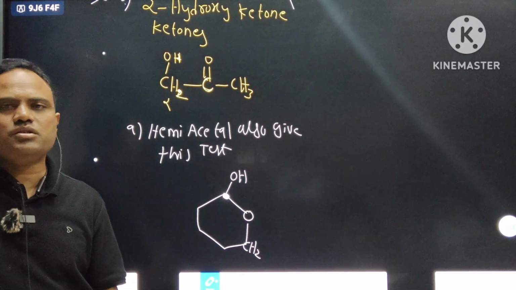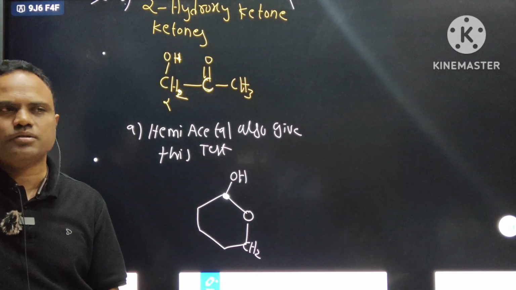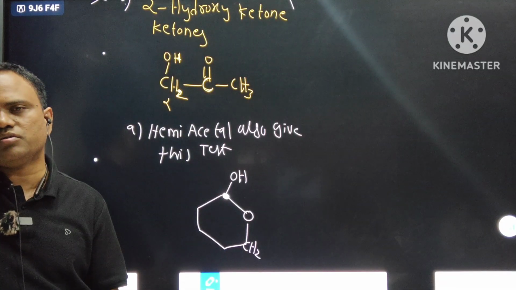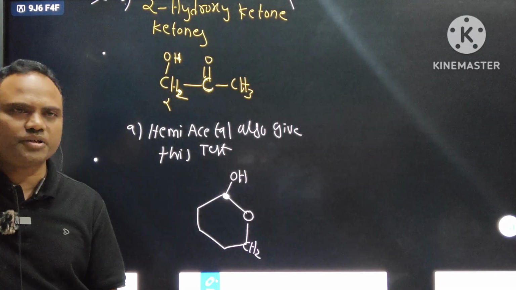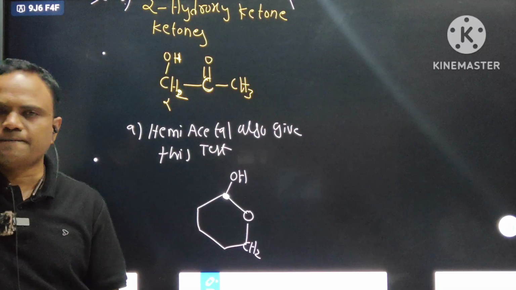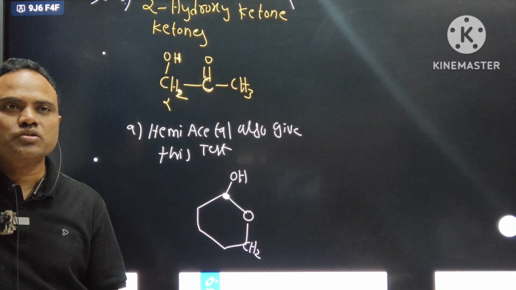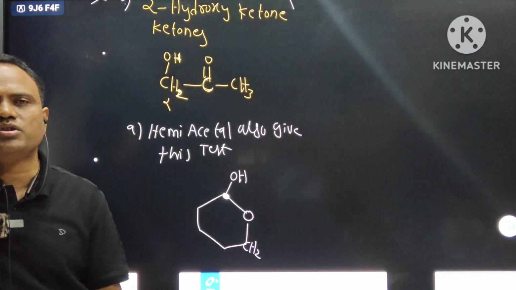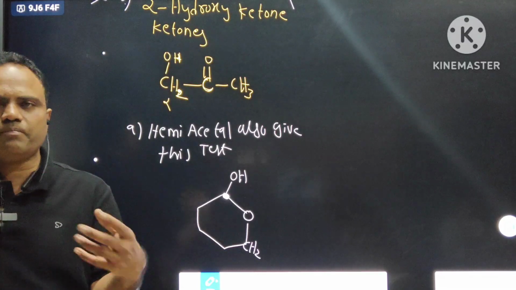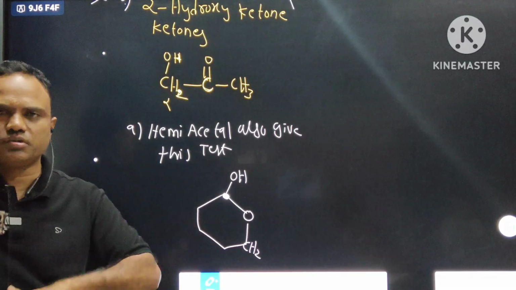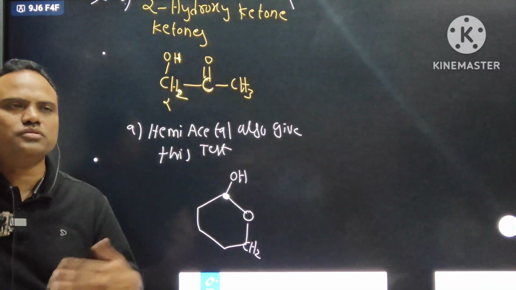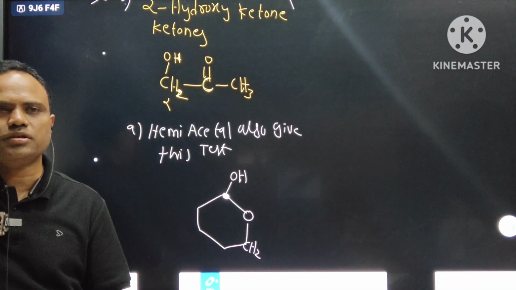With exceptional cases, this is about the Tollens test: benzaldehyde, formaldehyde, acetaldehyde, alpha hydroxy ketones, terminal alkynes, formic acid, and glucose. Why does glucose give a positive test? In glucose, CHO is there. Fructose also, in basic conditions, aldehyde will form. Actually, free aldehyde is not present, but it will form. Important example also.